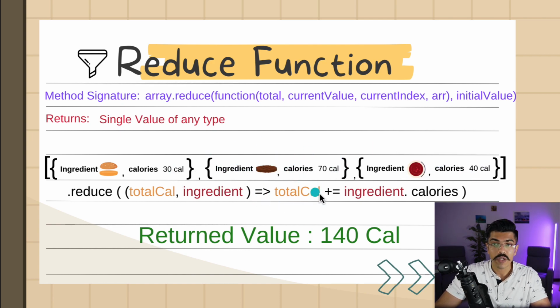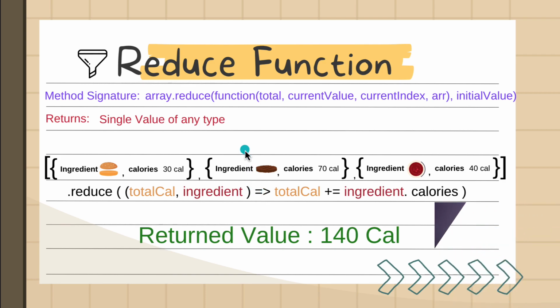And then we say the total calorie is basically equal to the sum of the ingredient dot calories. It iterates over every single item in the array and gets the calories and adds it up and stores it in the total calorie variable. So in the return, we basically get 140. We'll not get 140 calories, it's just going to be 140. So that's how basically the reduce function works. If it is confusing, do not worry. Let's see a code example.